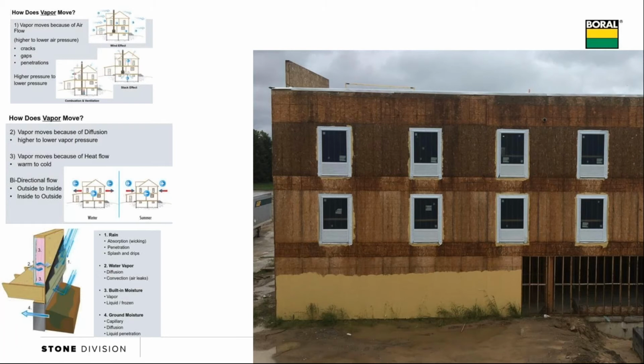And I know when we look at this as a stone installer, we think, well, that's not my issue. But I'll tell you that 9 times out of 10, if there's a moisture issue inside that building, that first phone call is going to go to the stone mason. Why? Because the stone leaked.